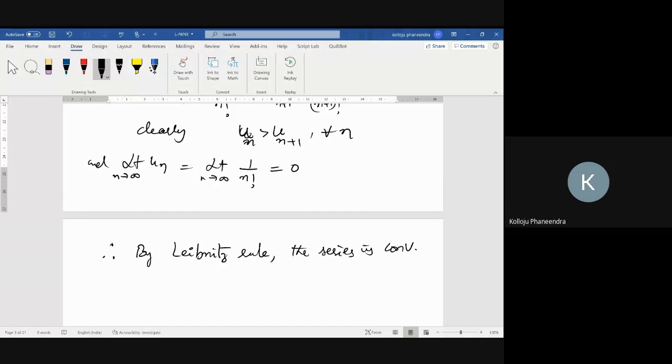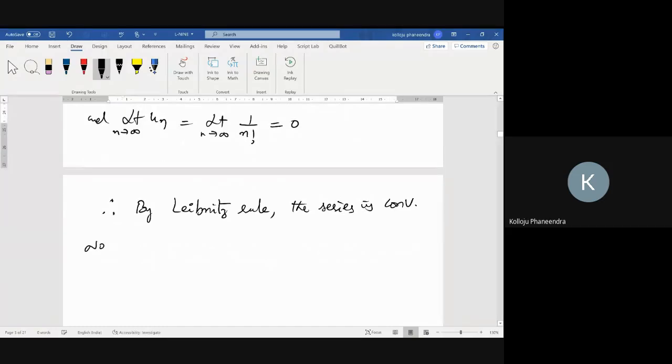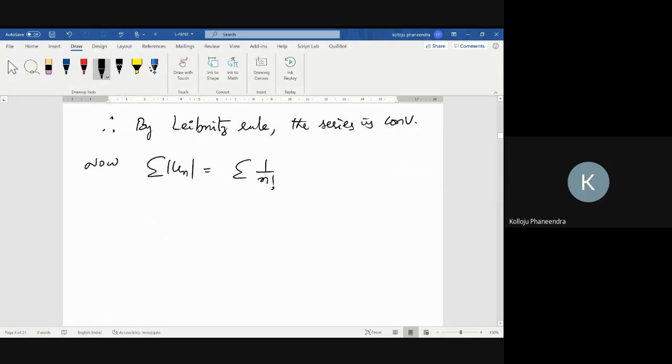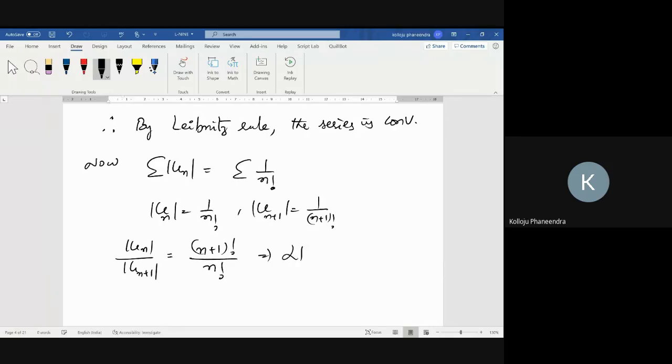Next one. Coming to the absolute series. Now, sigma mod un is equal to sigma 1 by n factorial. Since factorial is there, we have to apply what? Ratio test. Since factorial terms are there, we have to apply it. So mod un is nothing but 1 by n factorial. Mod un plus 1 is nothing but 1 by n plus 1 factorial. So mod un by mod un plus 1 is equal to n plus 1 factorial by n factorial. Now apply the limit to this.